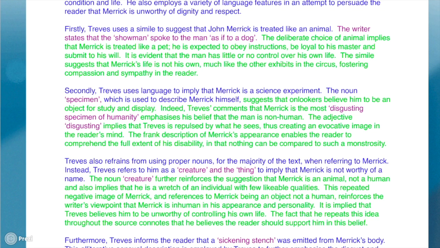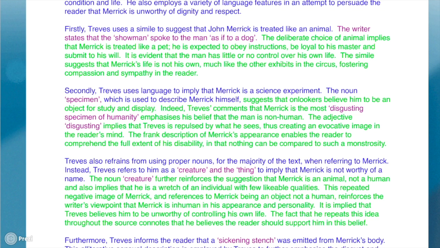The adjective disgusting, so again we've got another tick in the box for word class. The adjective disgusting implies that Treves is repulsed by what he sees, thus creating, okay, effect on the reader here, an evocative image in the reader's mind. The frank description of Merrick's appearance enables the reader to comprehend the full extent of his disability, in that nothing can be compared to such a monstrosity.